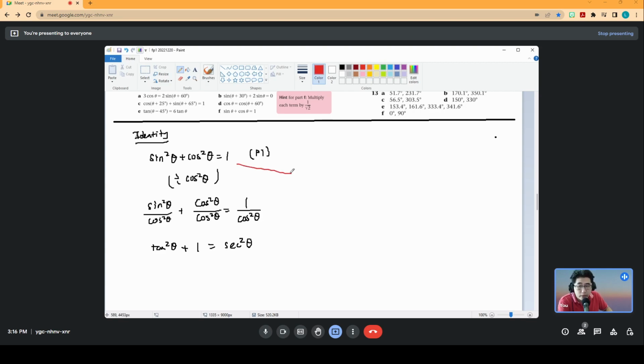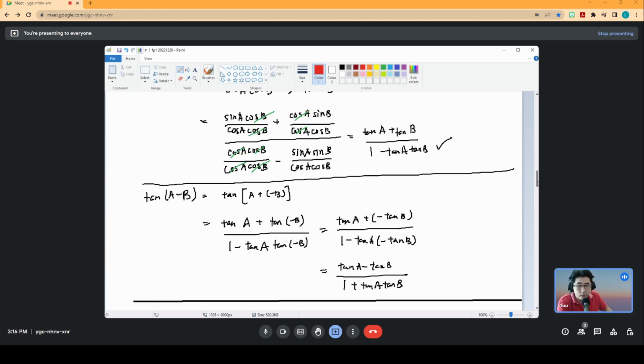So what if I divide by sine square theta? So I have sine square theta over sine square theta plus cos square theta over sine square theta equals 1 over sine square theta. So sine over sine, you get 1, and cos square over sine square becomes cotangent square theta, equals 1 over sine square, which becomes cosecant square theta. Therefore, you have this section here.